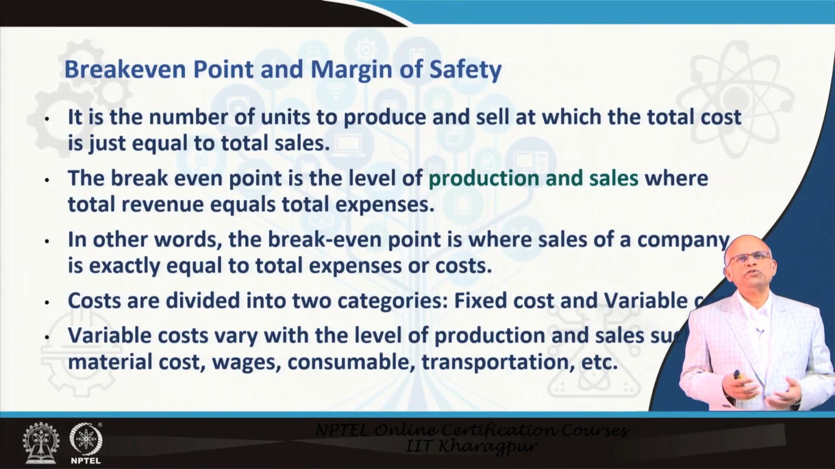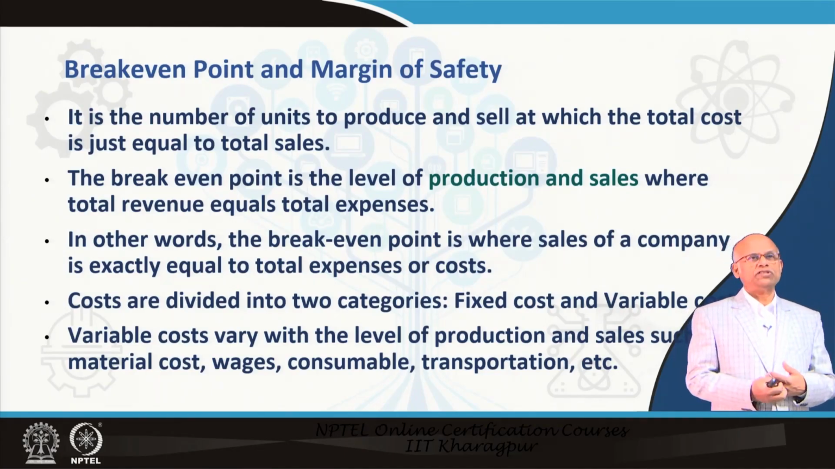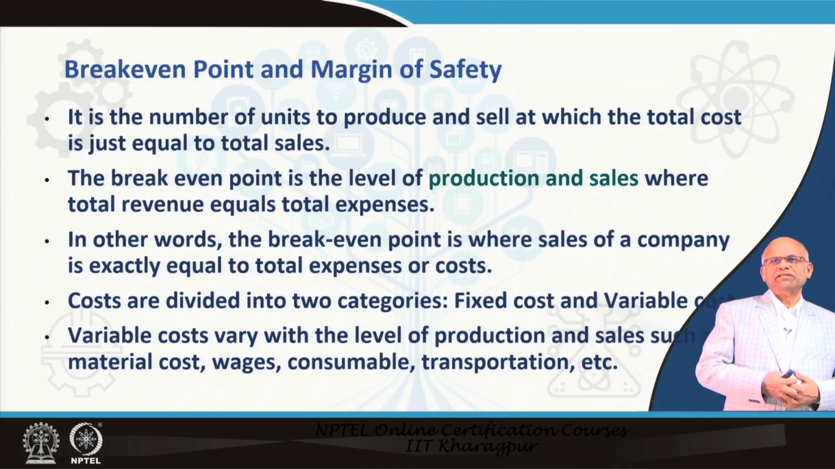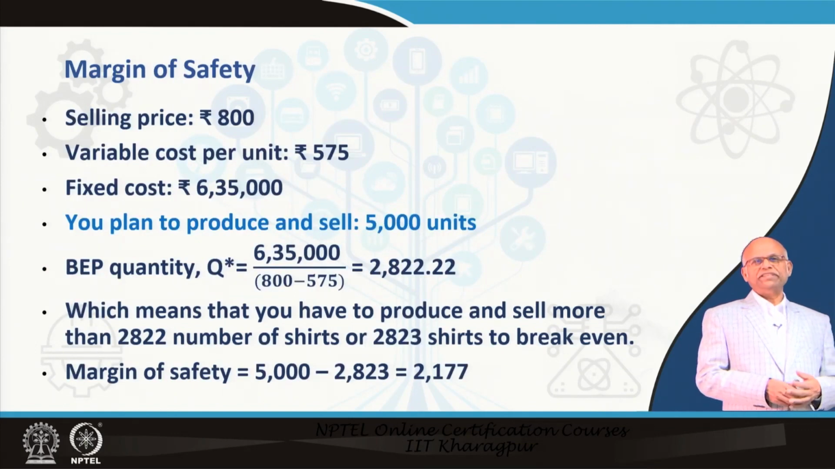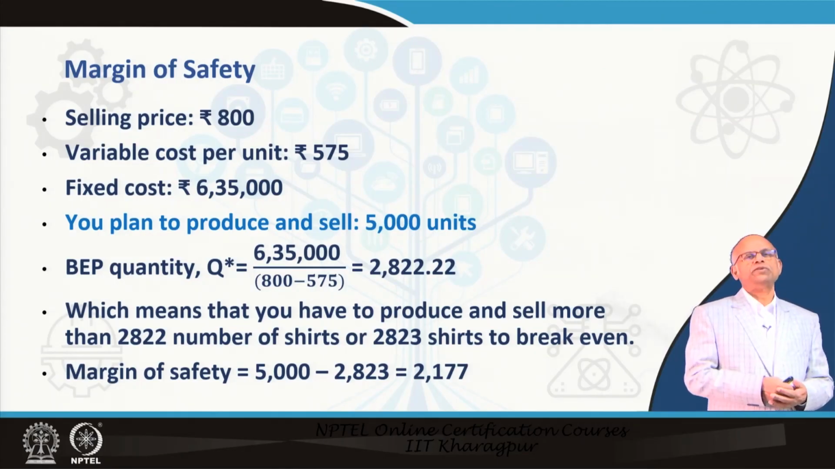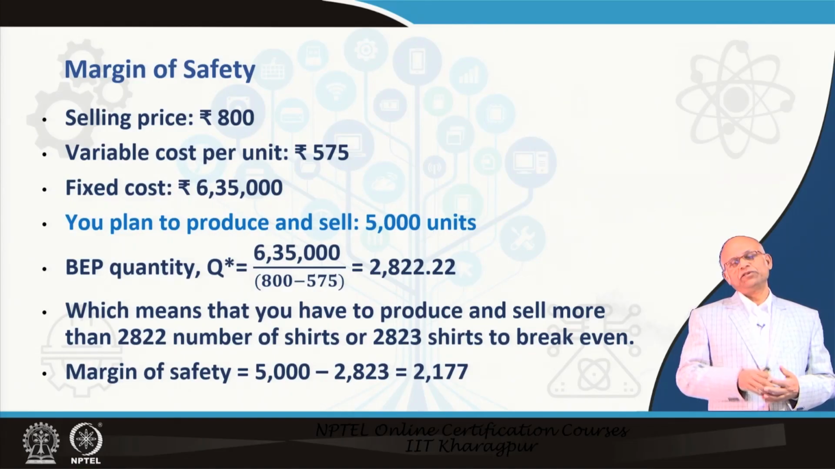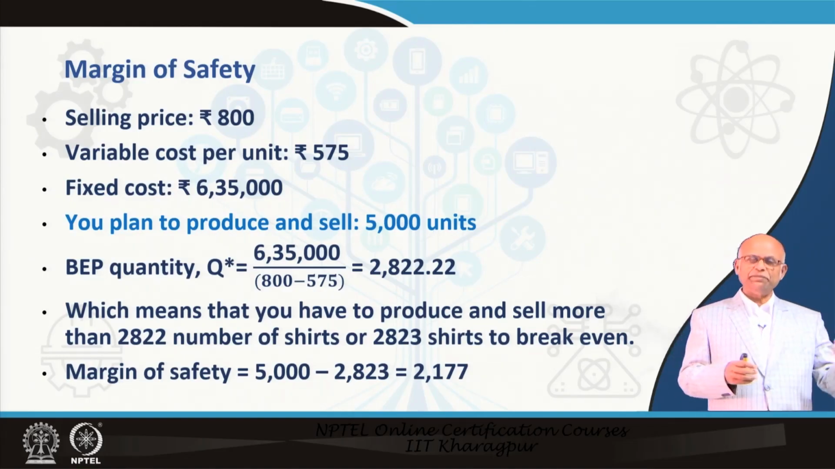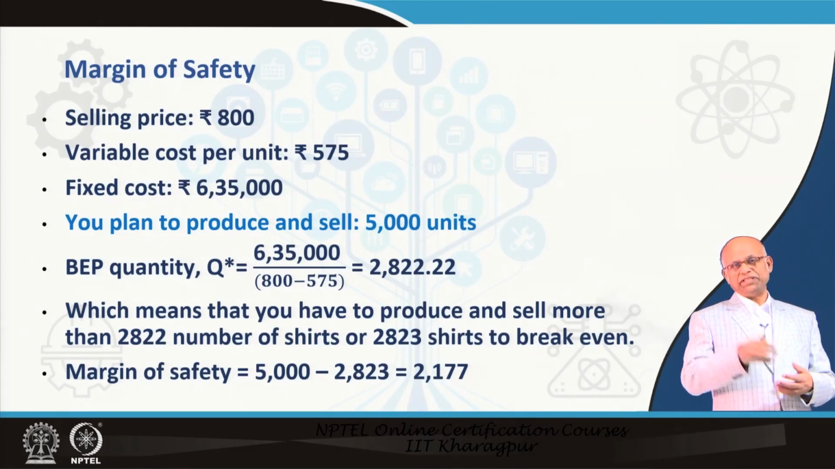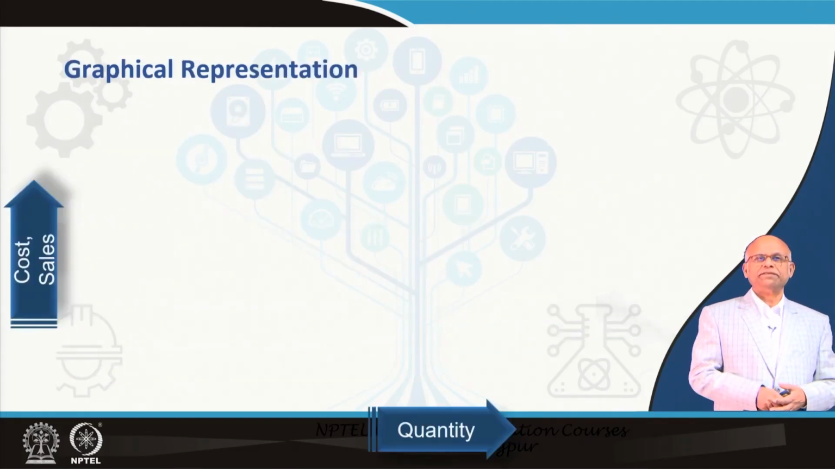Break even is the number of units to produce and sell at which the total cost is just covered. The break even also is the level of production and sales where total revenue equals the total expenses. We have already discussed them. So, margin of safety is the last line here. Our break even point was 2,823 units, whereas we have projected sales of 5,000 units. So, our projected sales minus the break even point gives us the margin of safety, which is 2,177.